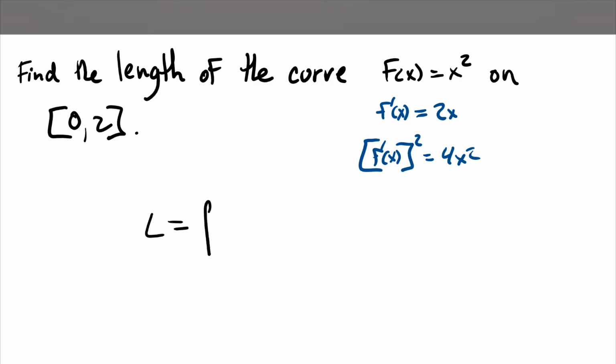So the length of our arc from 0 to 2 of the square root of 1 plus, and then we put in our 4x squared dx. Neat. Now solve it. Oh, wait a second. Come on, look at it. What are you going to do? You're going to u-sub? I don't think so. Can we use power rule? No, I don't think so. We don't have the techniques to solve this yet. We just don't.